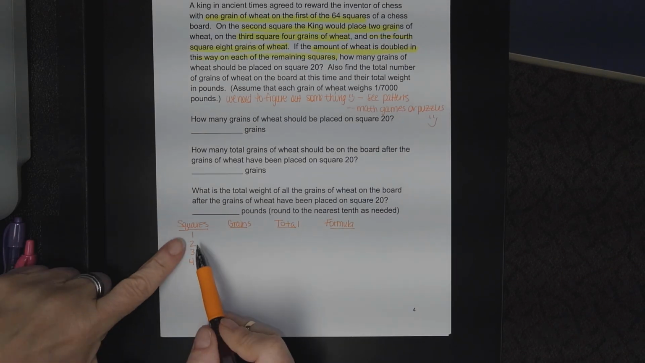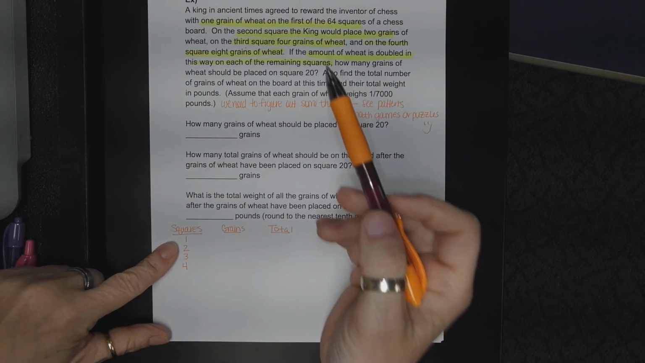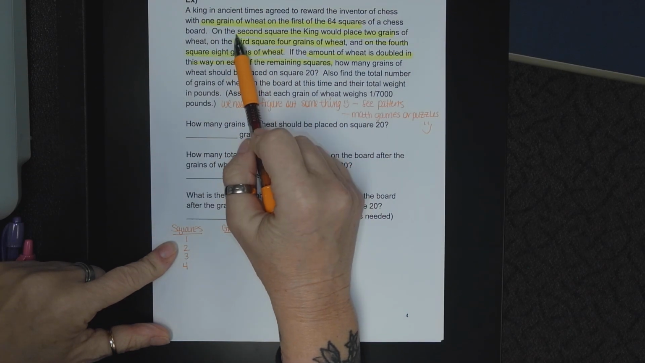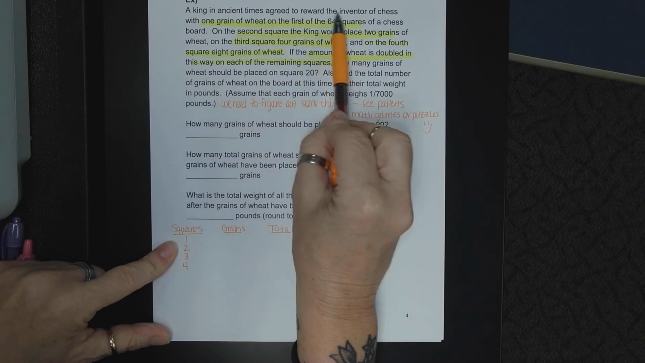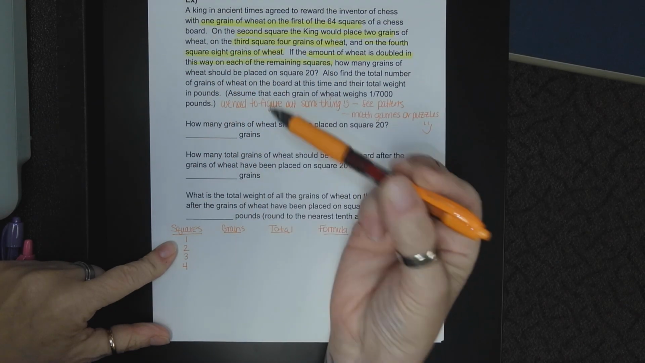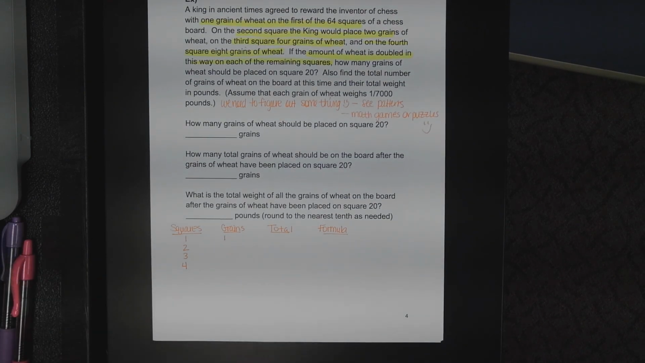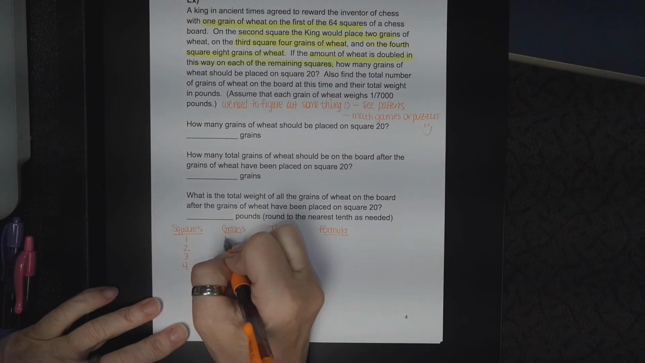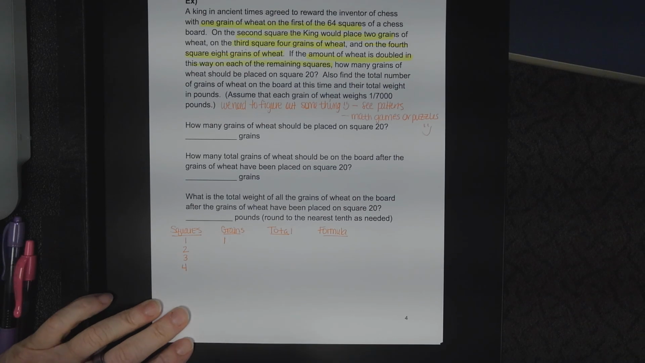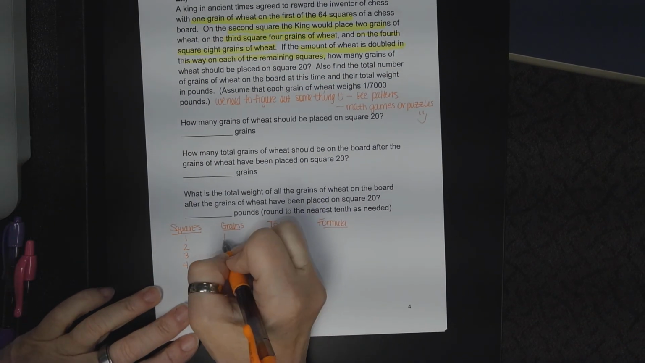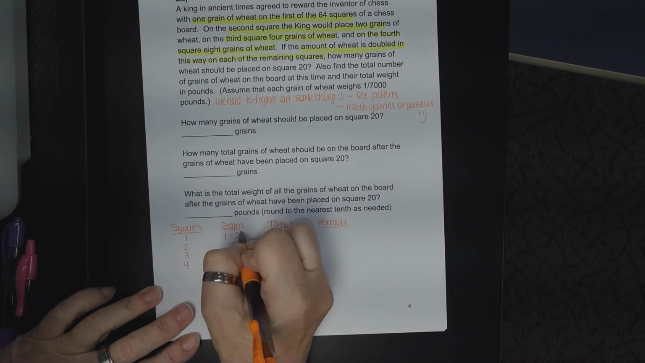So on square 1, he placed 1 grain, right? Square 1, see, ancient times, with 1 grain of wheat on the first. So he had 1 grain of wheat. But we're dealing with doubling, so we're going to have to deal with everything in the base of 2, right? Because doubling is based on 2s. So if we are going to think about this, we have to say, well, anything raised to the 0 power is always 1. So this is going to be 2 to the 0 power.